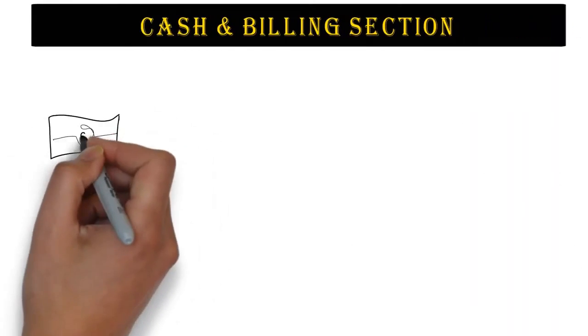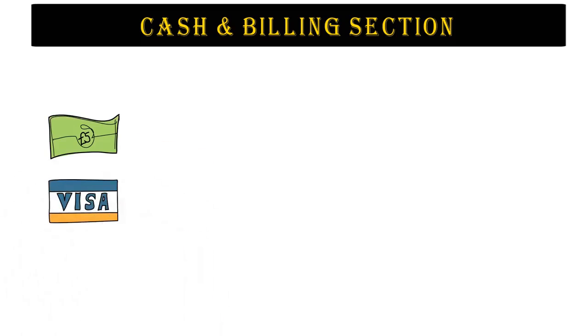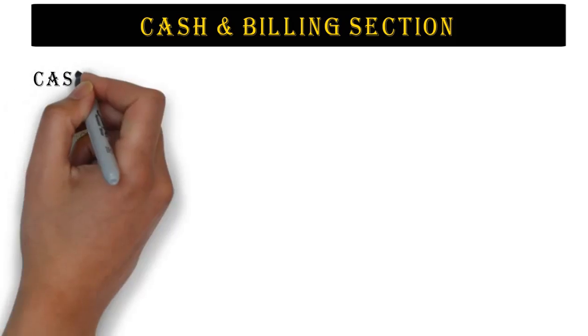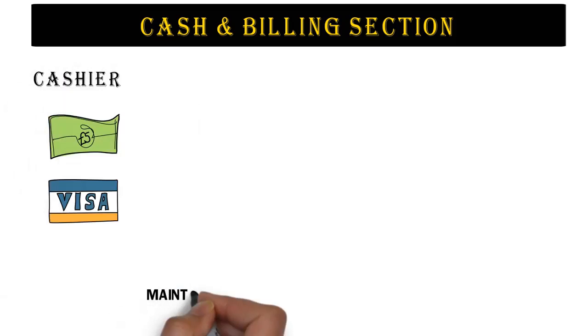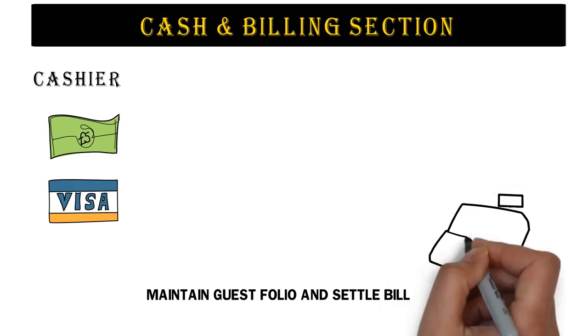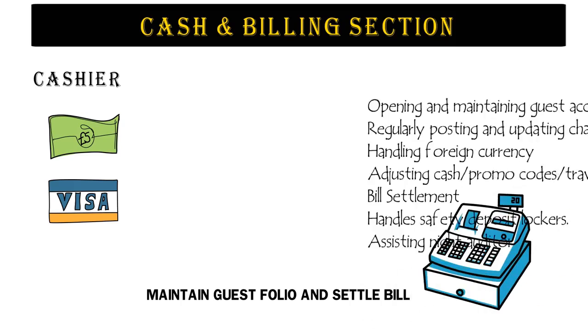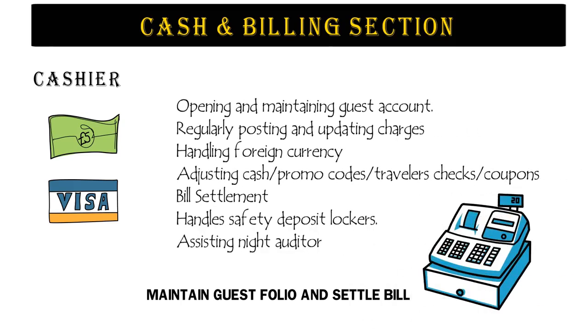Next is the cash and bill section. This section handles all monetary transactions related to guest accounts. It is also located in the lobby near the reception desk and headed by the cashier. It maintains the guest folio and settles the bill at the time of departure. Some of the functions of the cash and bill section are on your screen.